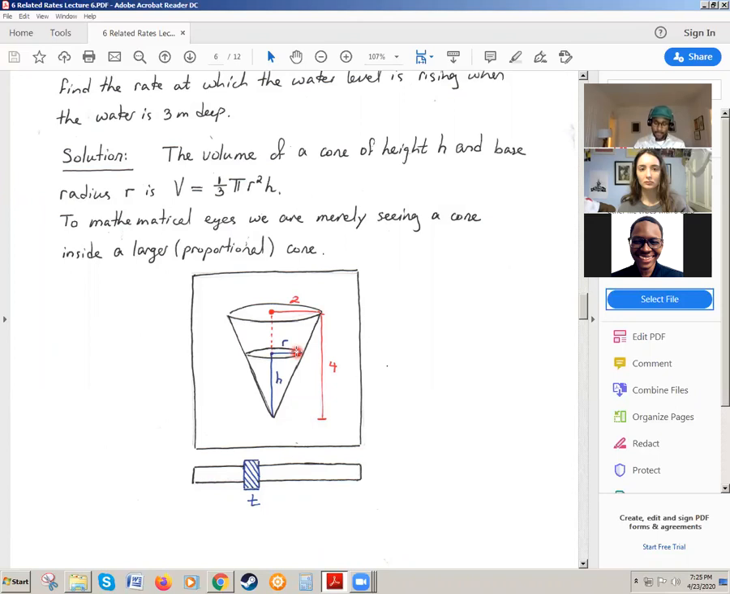So what happens here? Look at it. If it's proportional, what does it mean? It means that the ratio of 2 over 4, 2 divided by 4, is the same as r over h. Does it make sense, right? The measurements have to be related to one another. So 2 divided by 4, which is 1/2, equals r divided by h.